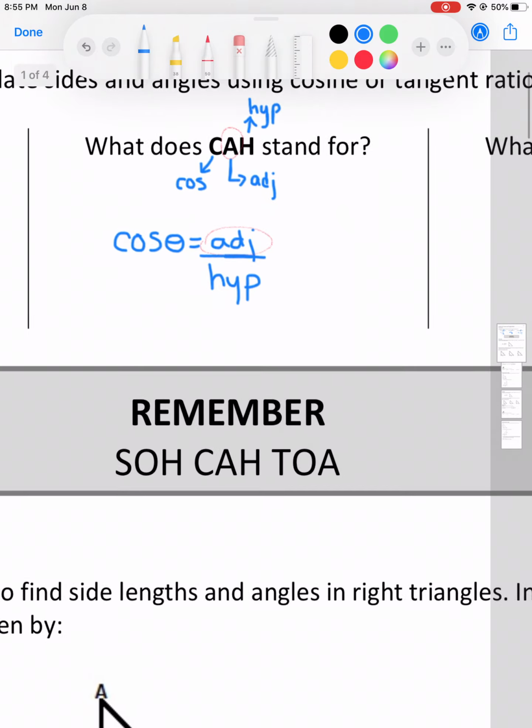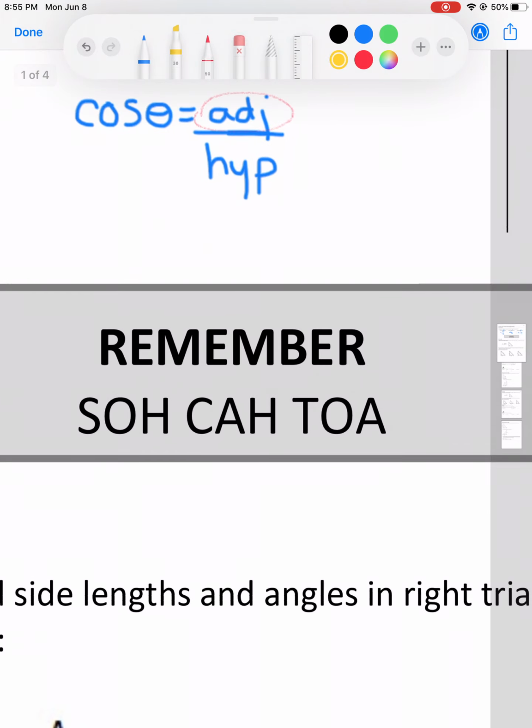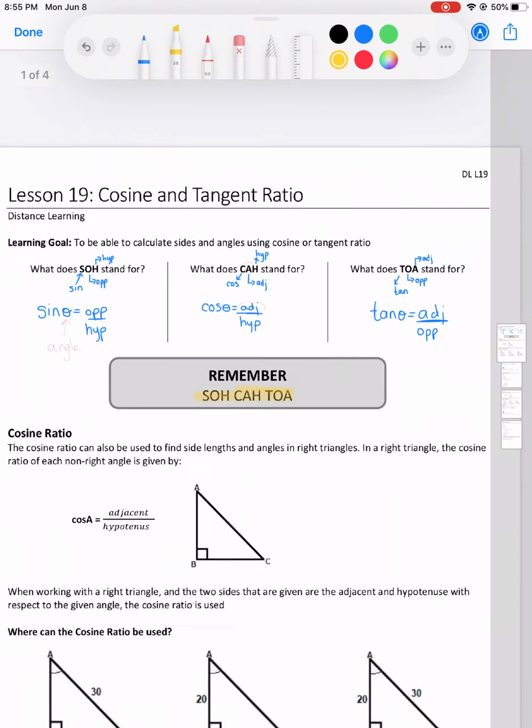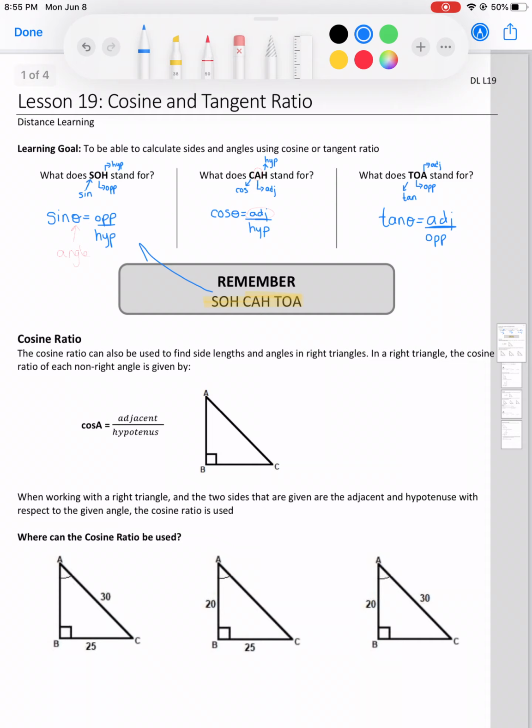Remember SOHCAHTOA. I'm probably going to say this a million times. We just labeled up here what SOHCAHTOA is. If you guys are bored, good, that means you know what you're doing.